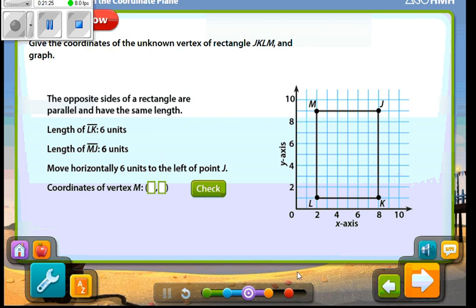Okay, to find the coordinates, again, we're going to go to the origin. We go over 2 to the right on the x-axis to find the x-coordinate. So that will be 2. And we go up 9, because 9 lies right between 8 and 10. So 2, comma, 9. That's right. The coordinates of vertex M are 2, 9.